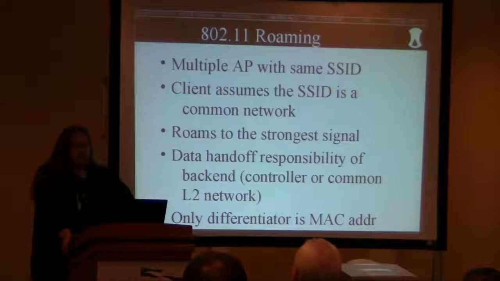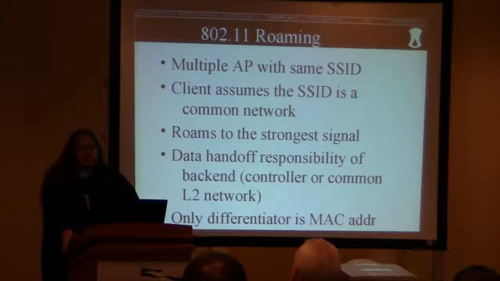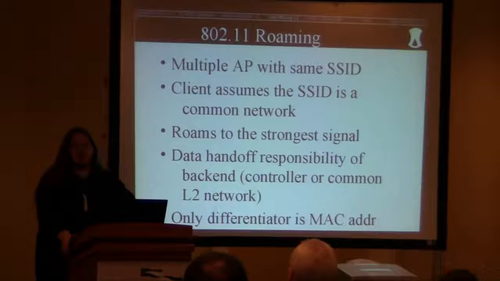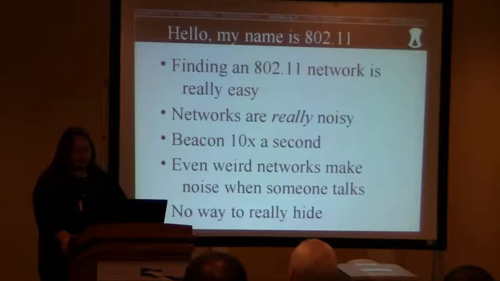So multiple AP roaming is multiple APs with the same network name. The client assumes the network name is a common network. Everything named linksys must be the same network, so it can peer between them with no problem, whether or not that's true. It picks the strongest signal automatically. The client just goes where it thinks is best. Data handoff is the responsibility of the back end. If you have a controller, like a managed enterprise network, it handles the handoff and preserves your packets. Otherwise, you just lose packets till you reconnect. The only differentiator is the MAC address.